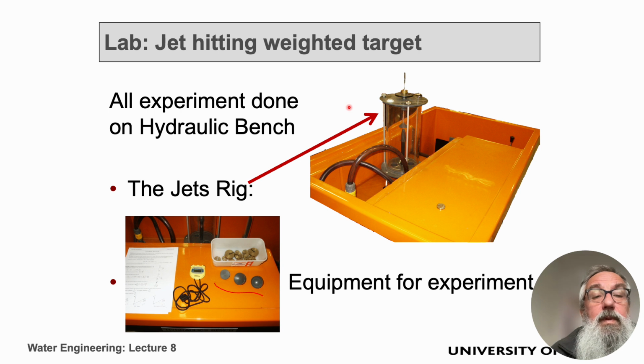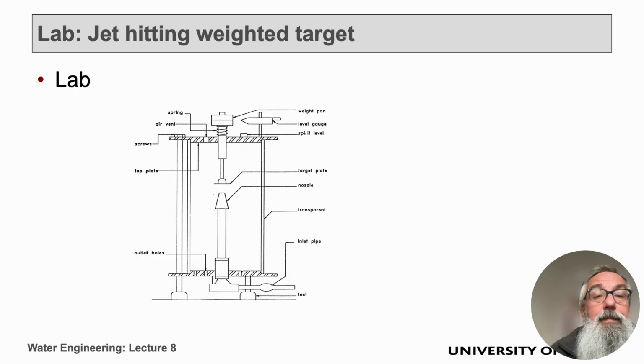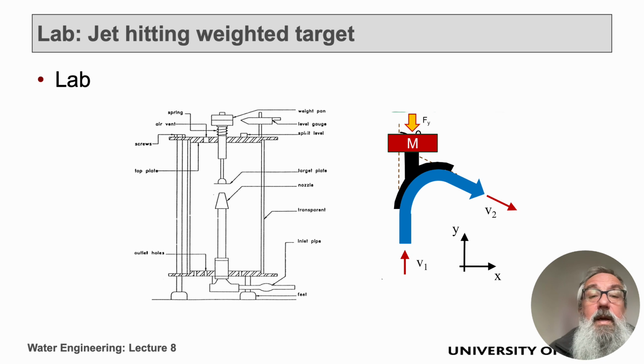Some equipment, stopwatches. You might want to use your phone as a stopwatch nowadays, and some weights and some different shaped targets, from a flat target to a hemispherical target, which returns the flow back to where it came from. This is a diagrammatic arrangement for doing some analysis. Now you'll see details of this when you get to do the lab in May.